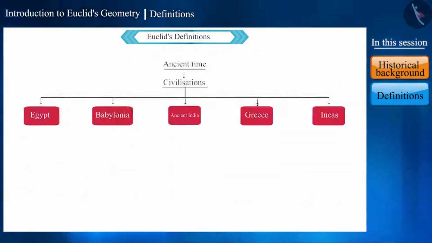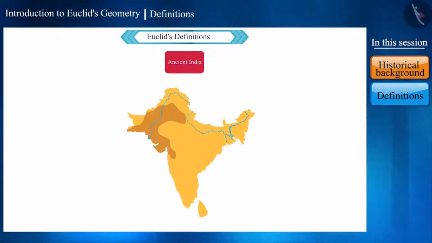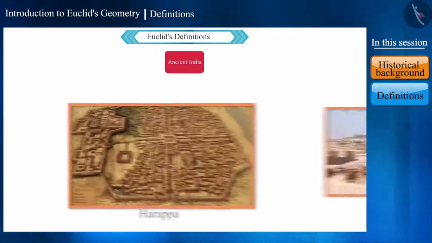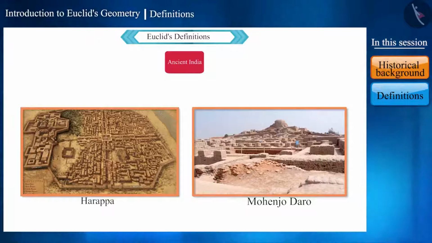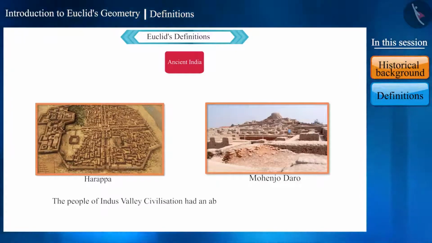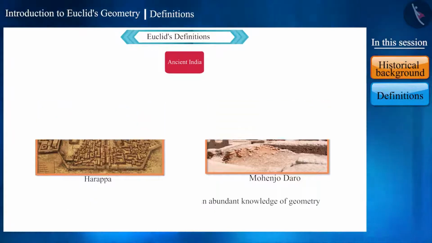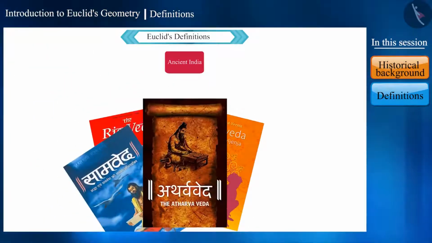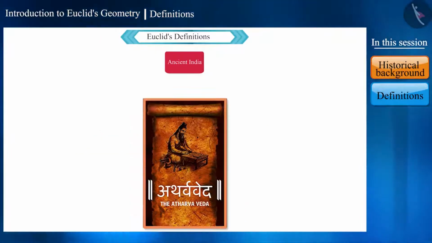And in the Indian subcontinent as well, by seeing the design and arrangement of cities such as Harappa and Mohenjo-daro found during excavation, one can realize that the people of Indus Valley civilization also had an abundant knowledge of geometry, not just by seeing, but also by reading the Vedas and scriptures. We have found evidence of knowledge of geometry.